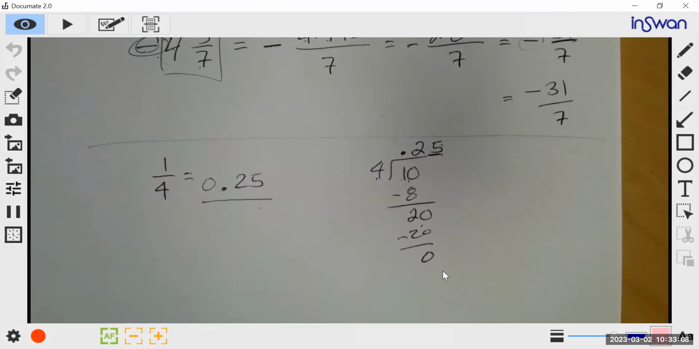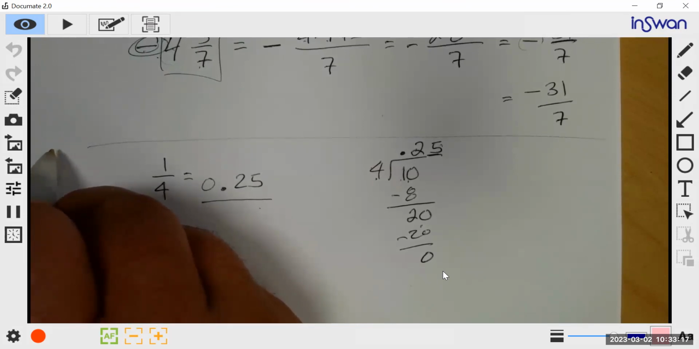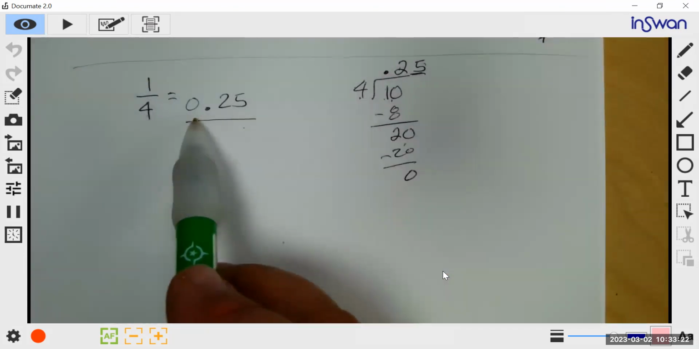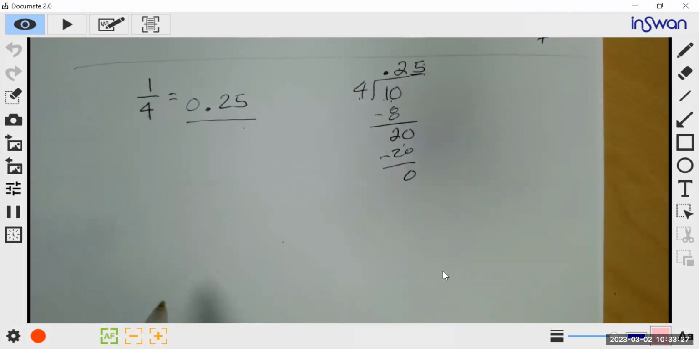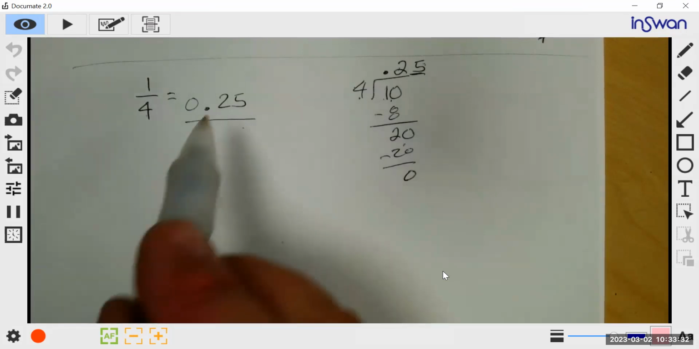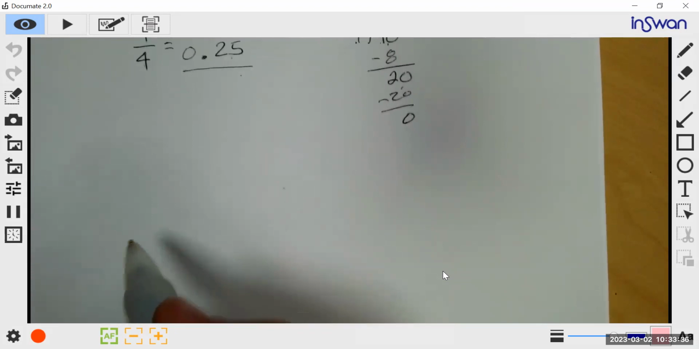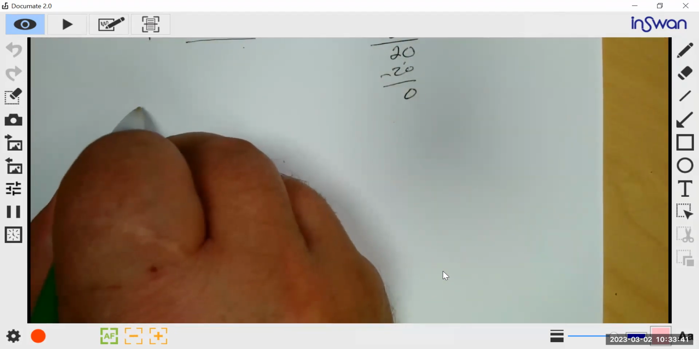So what we did before was converting from a mixed number to an improper fraction. This part we're doing now, we're actually calculating the fraction and coming up with a decimal. Remember, we have to go both directions. Next we're going to go from decimal to a fraction. All right, let's do another one.